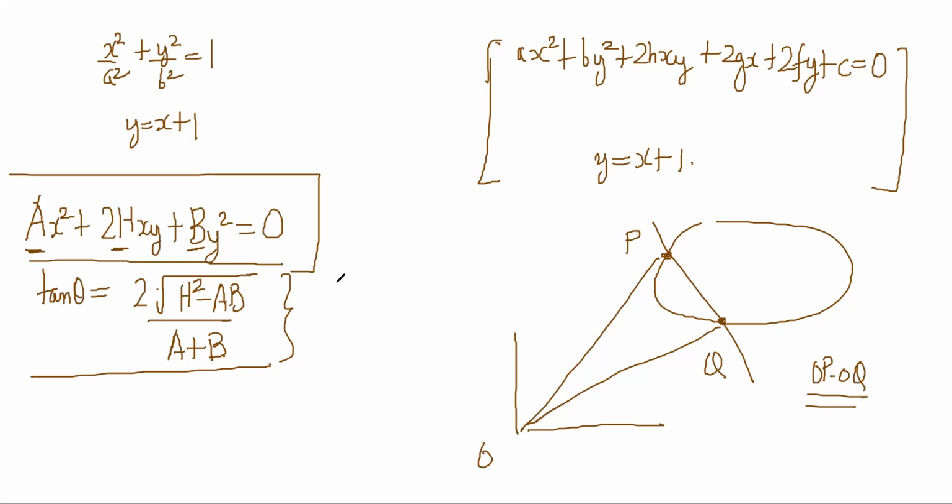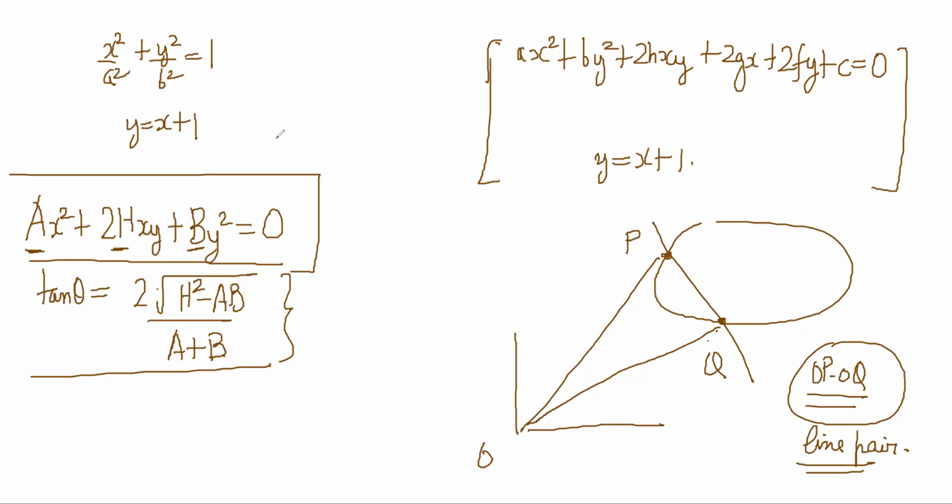Homogenization, basically what it does is it gives you a fast way to find the equation of this OP-OQ line pair, avoiding actually finding P and Q. The normal standard way is to find P and Q and then do everything. But homogenization gives you a way to find the equation directly without finding P and Q.